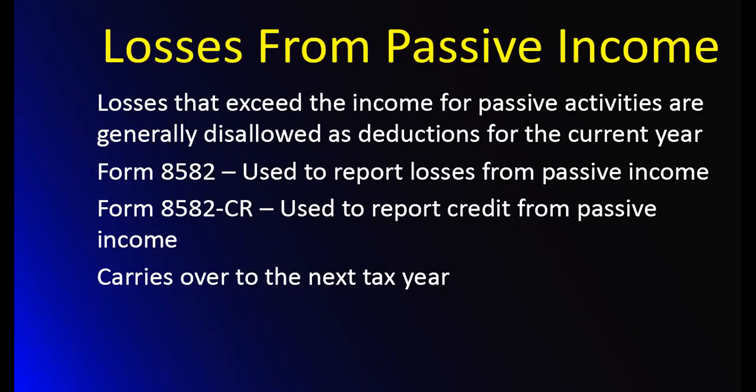But the following year, she does great at it, and she makes $9,000. Her carryover from the previous year can compensate for those things. But it must have been reported on that form 8582 as a loss from a passive income. So that's very important. You can carry it over to the next tax year.